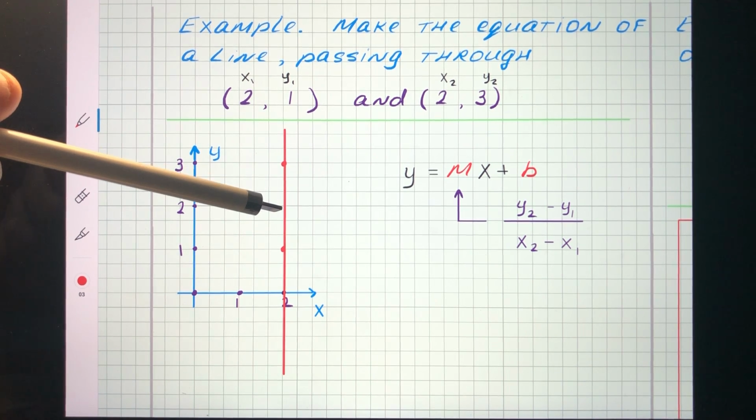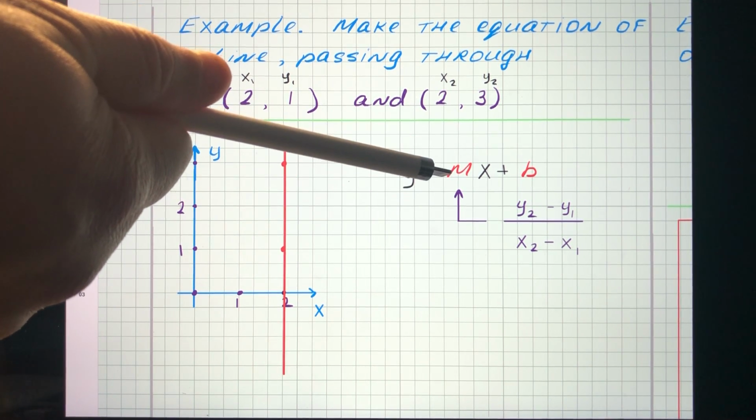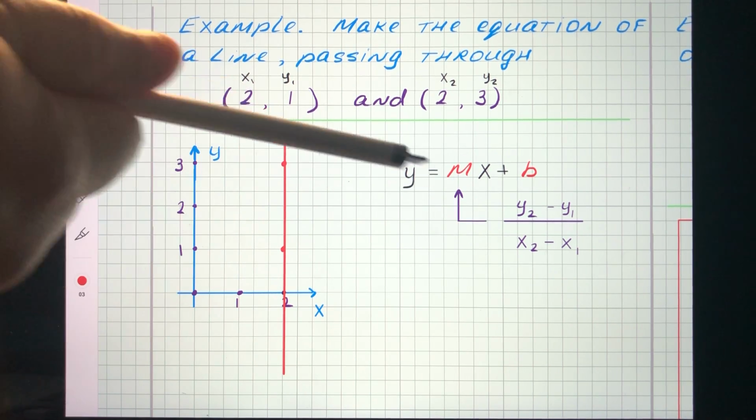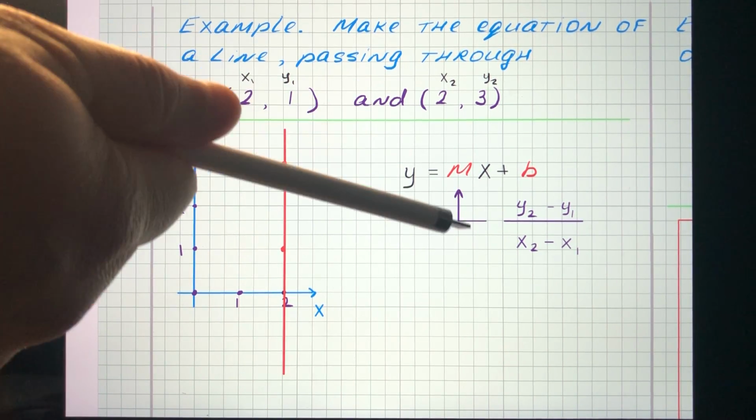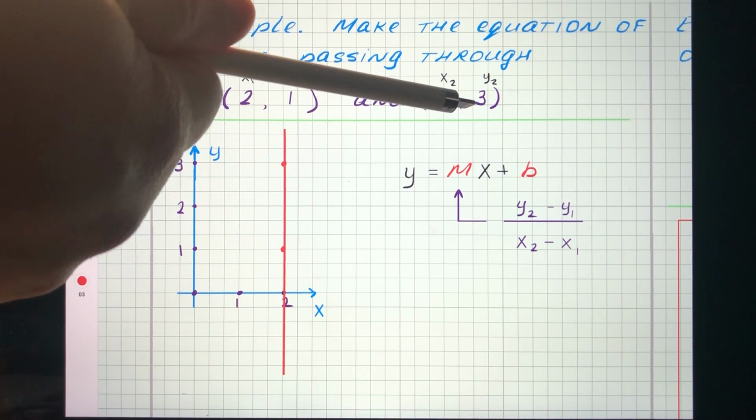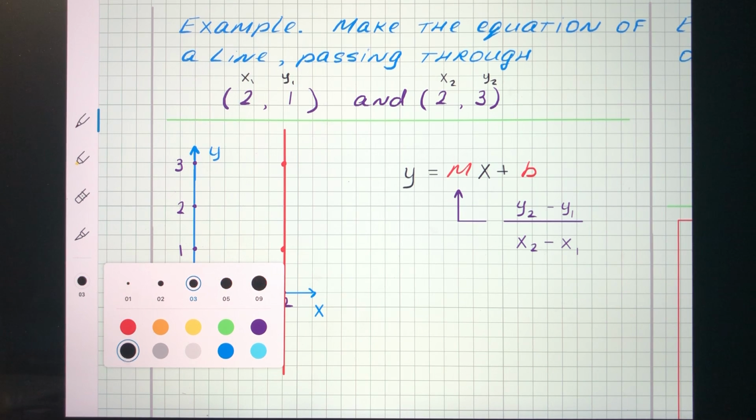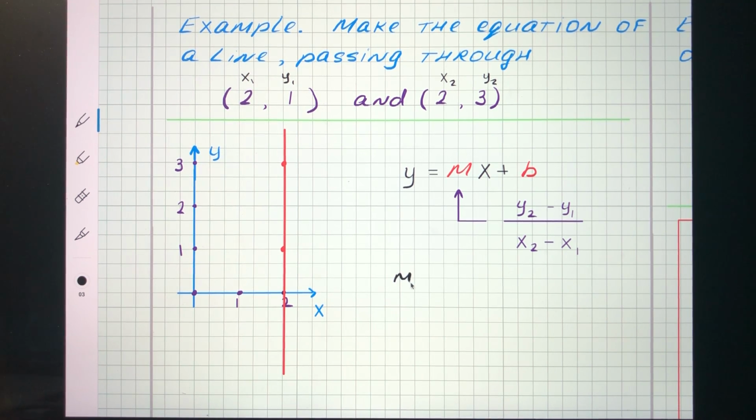When we make the equation of a line, the first thing we look for is the slope. And to find the slope, we have this ratio. All the points are labeled. Let's substitute them in and see what comes out. y2 is 3, so the formula will give us 3 minus y1, which is 1, divided by x2, which is 2, minus x1, which is also 2. Now on the top we have 3 minus 1, which is 2. On the bottom we have 0, and 2 divided by 0 is impossible.